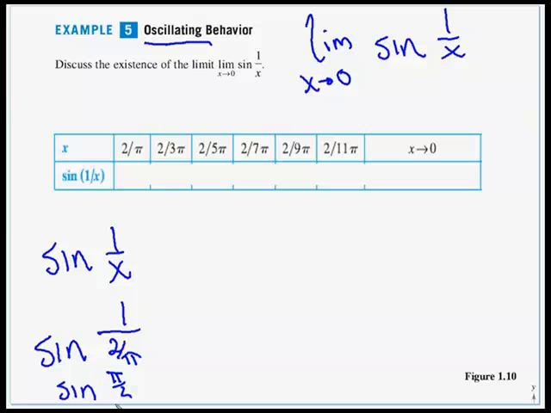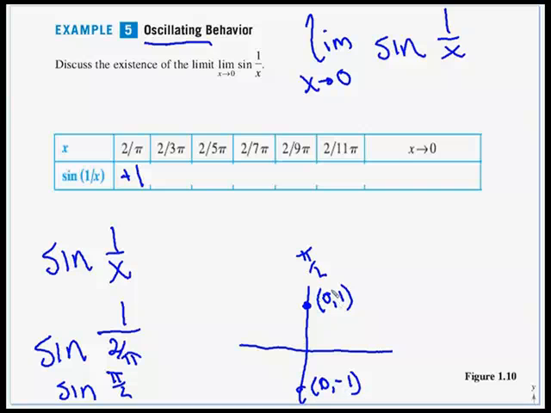And what is the sine of a half pi? I hope you remember your unit circle. Sine of a half pi is negative 1. Oh, that's not negative 1, it's positive 1. Remember our unit circle. Here we have 0, 1. This would be 0, negative 1. Our sine value, this in radians, is pi over 2, so our sine value is the y-coordinate. The sine of pi over 2 is positive 1.